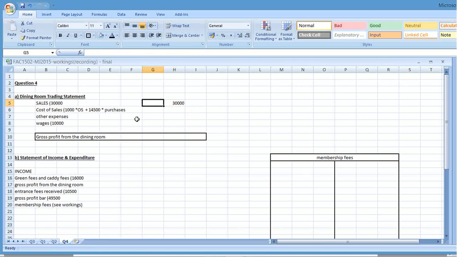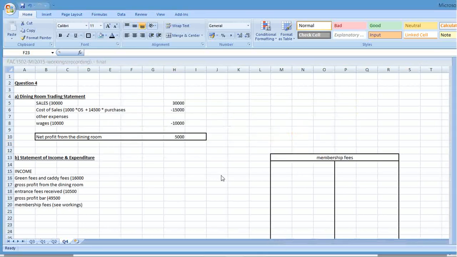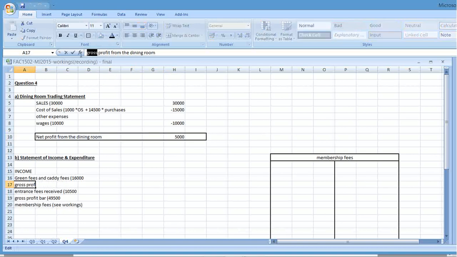50% of it, half of it, so negative 15,000, and then your gross profit for the dining room would have been 15 minus the wages, which would have given you a net profit. Minus 10,000 here gives you 5,000 overall profit here. Okay, so 5,000 is the net profit from the dining room. So net profit from the dining room, 5,000 would go there.